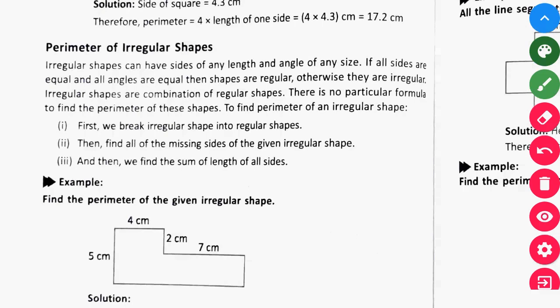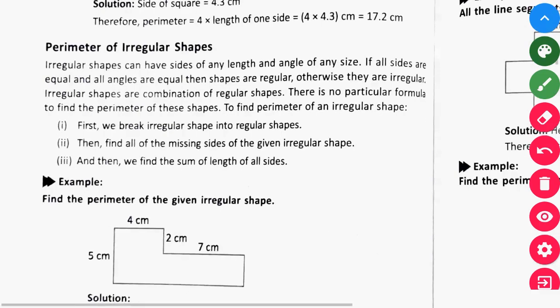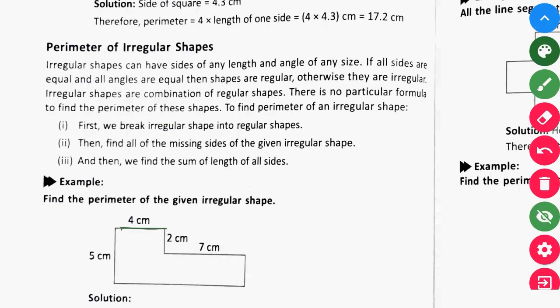Then how are you going to calculate its perimeter? We have to calculate this side plus this side plus this side plus this side plus this side plus this side. But we don't know the measurement of this and this. So we have to draw an imaginary line here and here.